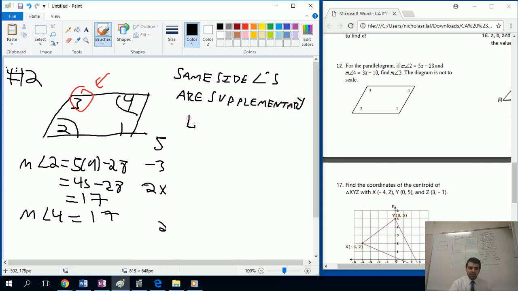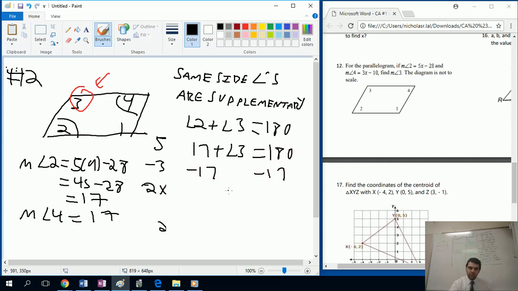Therefore, angle 2 plus angle 3 is equal to 180. And so that means 17 plus angle 3 is equal to 180. Subtract 17 from each side. And the measure of angle 3 is equal to 163 degrees. So 163 degrees, that's our answer for number 12.